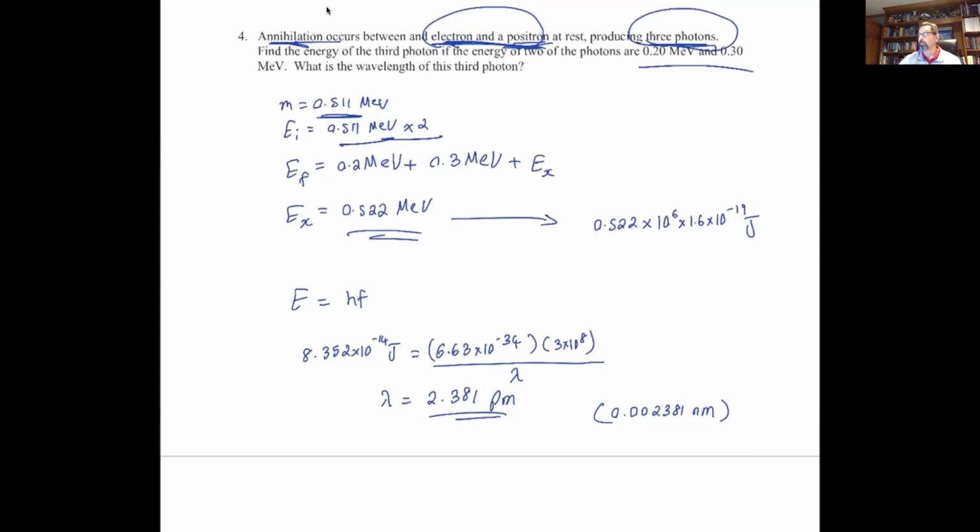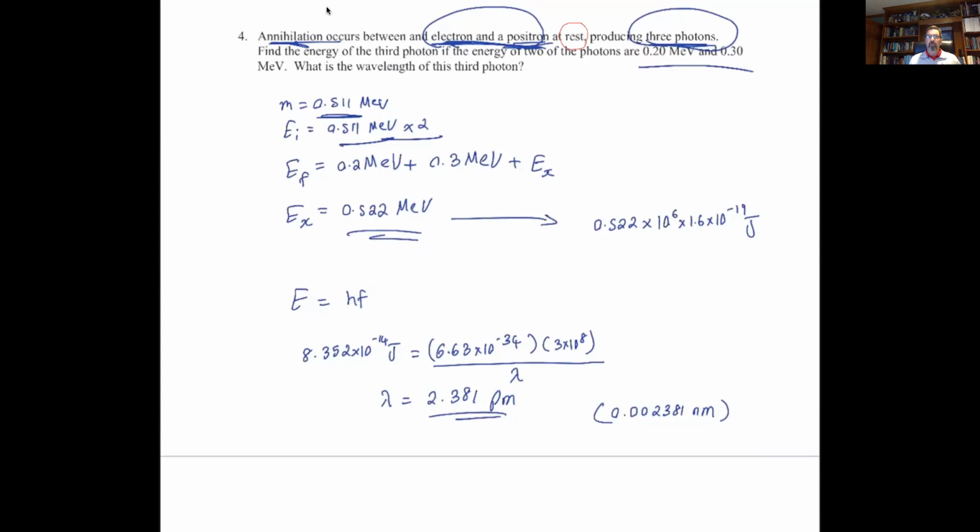And the only thing that made this problem doable is that they could have given you the initial kinetic energy for the positron and the electron. We're told it's at rest, so the kinetic energy is 0. And so that meant it's just double the rest mass energy as your initial energy, literally just finding what that final energy is and converting it. Perfect. All right, any questions?